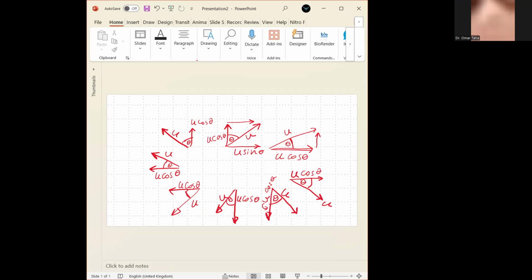So just to sum up the whole thing, if the angle is in between the vector and the component you need to find, you can simply use cos in this case.